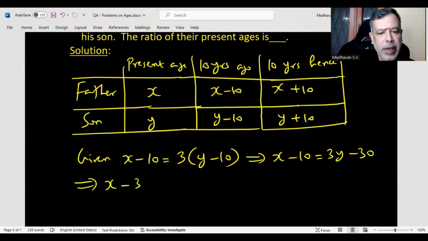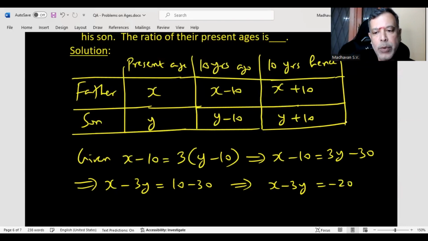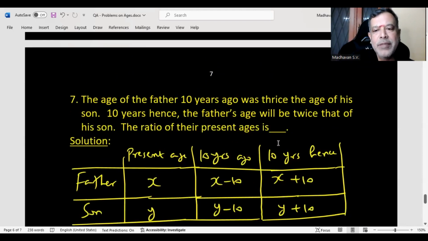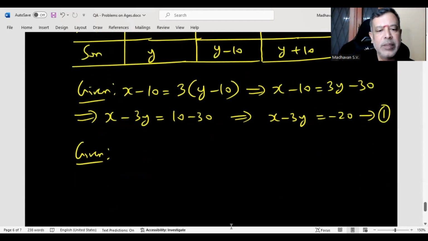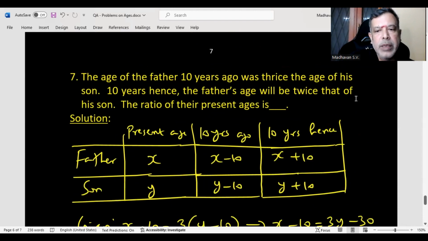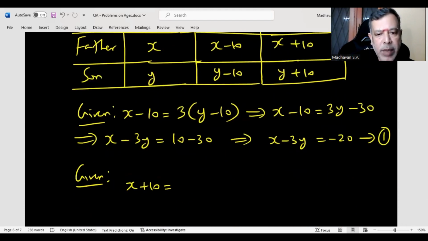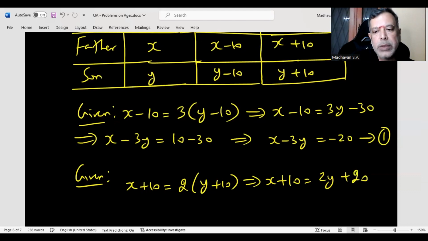Further, x minus 3y is 10 minus 30. Further, x minus 3y is equal to negative 20. Consider this as equation 1. Then what is given? 10 years hence the father's age. So given 10 years hence the father's age is x plus 10. Is what? Will be twice that of his son. Will be 2 times y plus 10. That is x plus 10 is 2y plus 20.